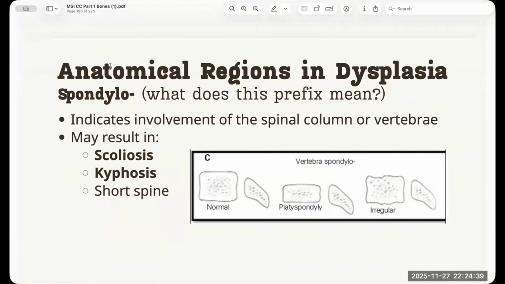Now, we have another prefix, which is spondylo. Now, when we say spondylo, this indicates the involvement of the spinal column or the vertebrae. Okay, this may result in scoliosis. Scoliosis is the irregular alignment of the spinal column, or kyphosis. Kyphosis we mentioned above, which is the bending and the visual hump that you would see in the upper back, and short spine, of course.